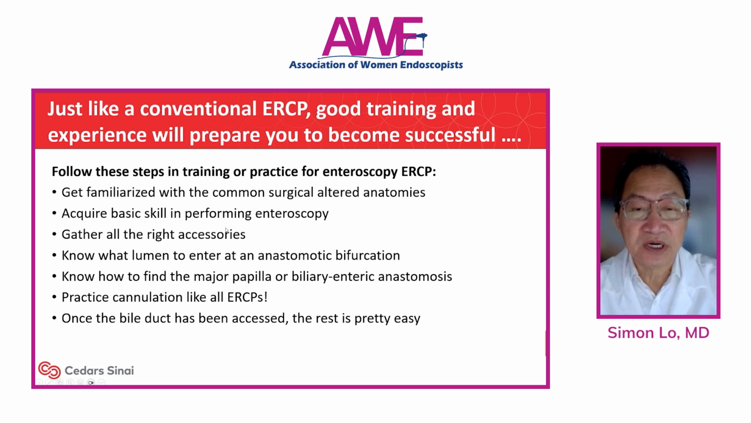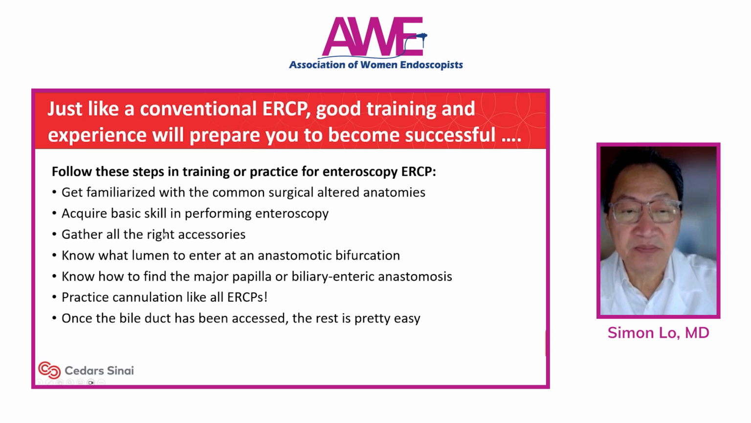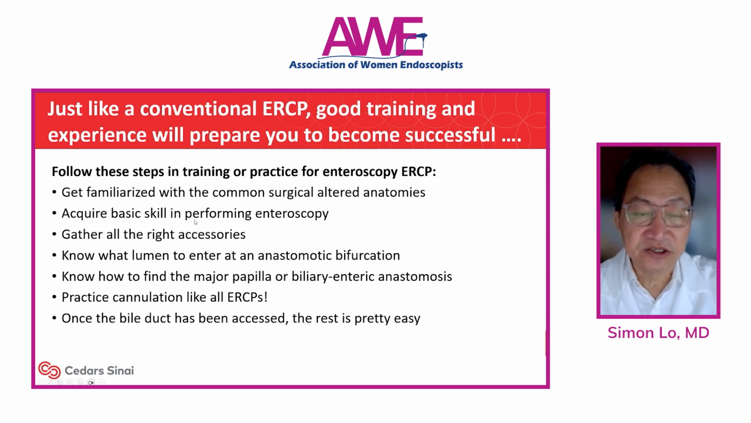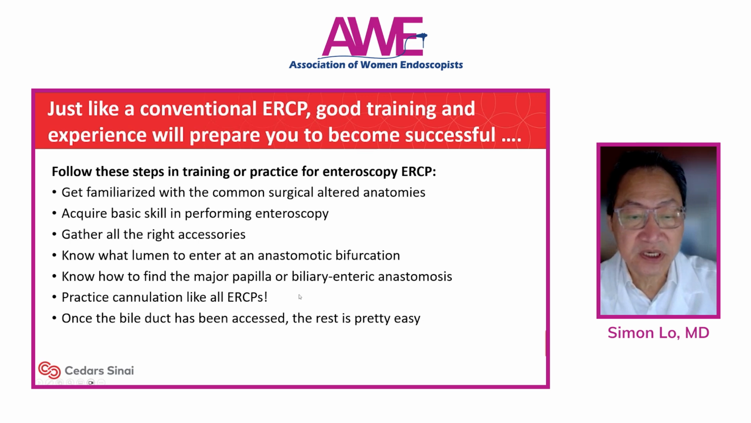There are some general guidelines that you need to follow, such as being familiar with the common altered anatomy, so you know how to go from point A to point B. You need to acquire the basic skill in performing enteroscopy. If you are doing an enteroscope type ERCP, you need to have all the accessories available at your disposal, and you need to know how to enter the anatomy correctly and how to find the major papilla or the biliary anastomosis. And most important of all is to practice just like any other ERCP procedure.